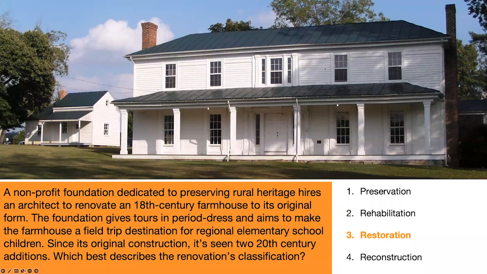Here's our question. We'll circle back, have a little bit of discussion, and look at some buildings. A nonprofit foundation dedicated to preserving rural heritage hired an architect to preserve this old farmhouse. They want to give period dress tours for school kids. Since it was originally built, there were two 20th century additions. Which best describes the renovation's classification?